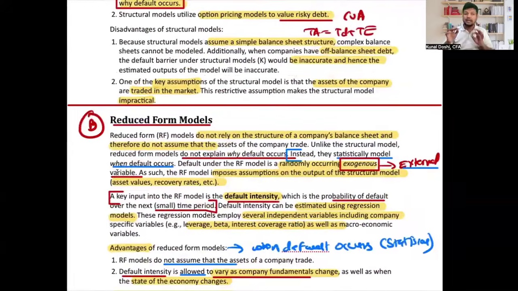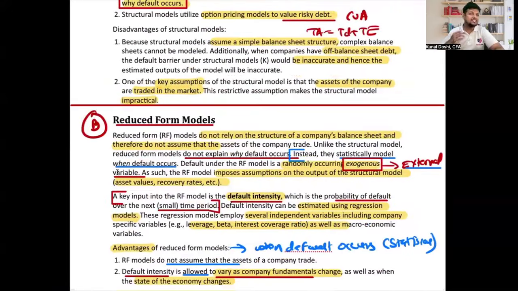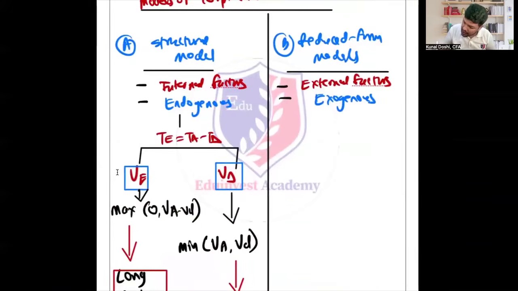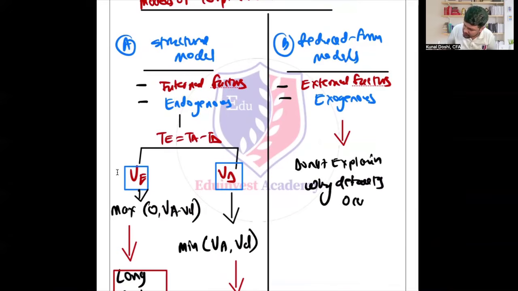Now, reduced form models and the structural models. The biggest advantage of structural models is that they use option pricing, and they also explain why default occurs. Comparatively, the reduced form models do not explain why default occurs.